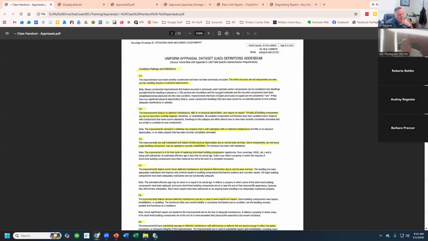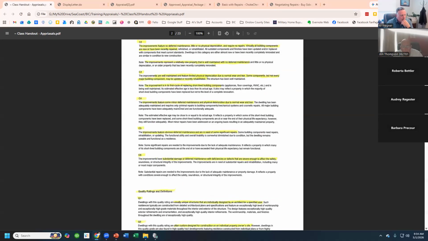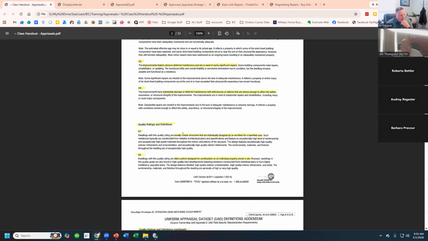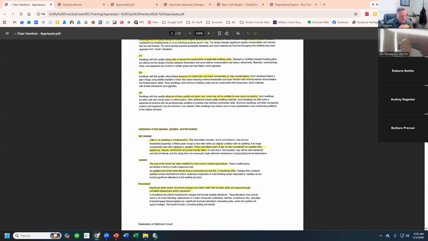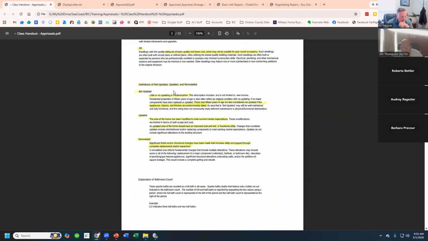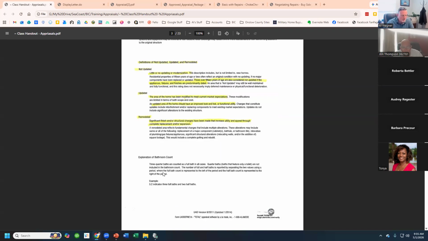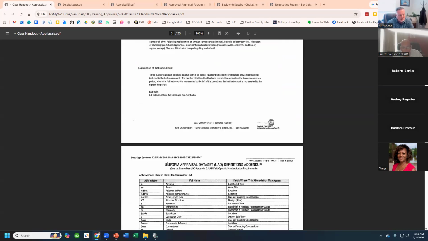At the back of most of your appraisals, they do have this definition, which talks about condition ratings, and we'll look at that when we talk about appraisals, along with quality ratings. It's usually the quality of construction they're looking at. So we'll talk about that when we get to those specific line items. And then they have other definitions like not updated, updated, and remodeled, meaning is the home updated, not updated, or has it been remodeled? All that is also typically at the very end of the appraisals.